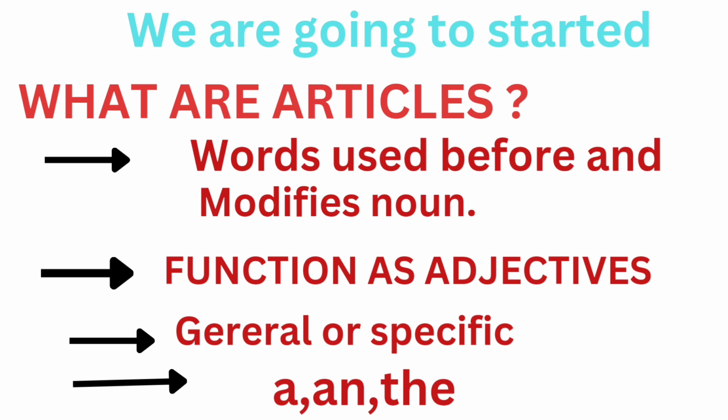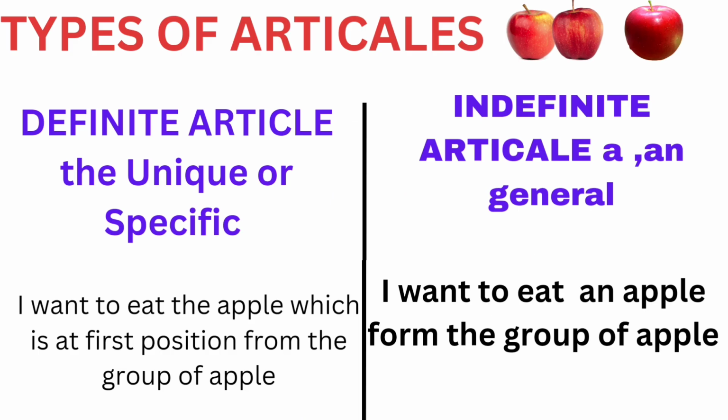What are articles? Articles are words used before and modifying a noun. They function as adjectives in sentences. Articles define whether a noun is used in a specific context or a general context. There are three articles: a, an and the. These articles are categorized into different types as per their usage. Let's look at the next.